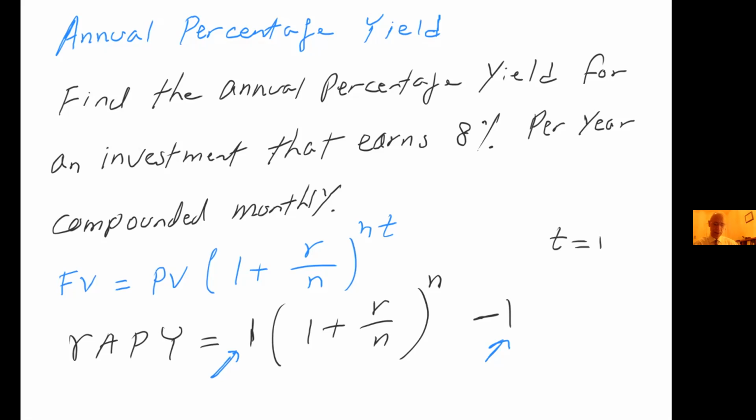So let's go to the next page and simplify this just a little bit. Here I better put n times t. I'm going to get rid of this 1 because 1 times anything is itself, so it's not necessary to write it. And this t also is 1 because we're talking about annual. Let's write this as rate of annual percentage yield equals 1 plus r divided by n to the power of n, minus 1.